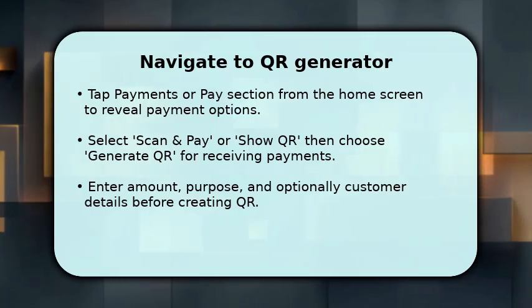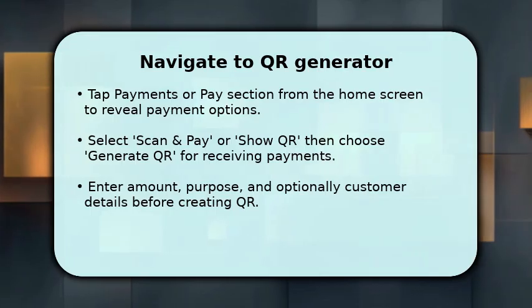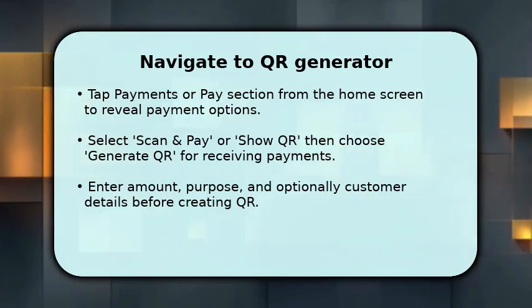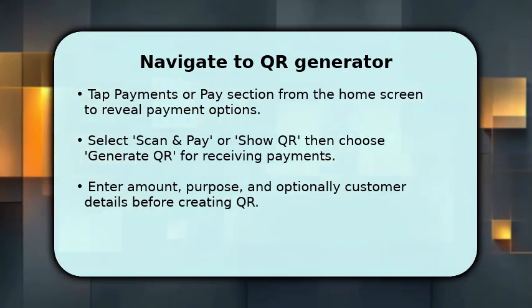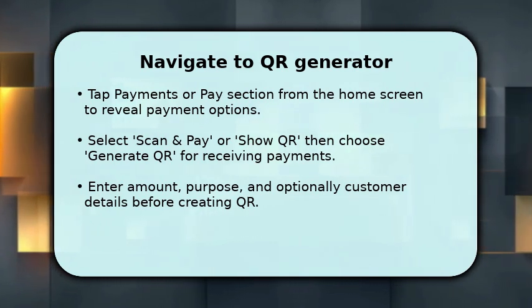Enter the amount and purpose if you want a fixed amount code. Otherwise, choose Dynamic Mode for variable payments. Make sure to review recipient details displayed, so the QR encodes correct account and purpose information before generation.